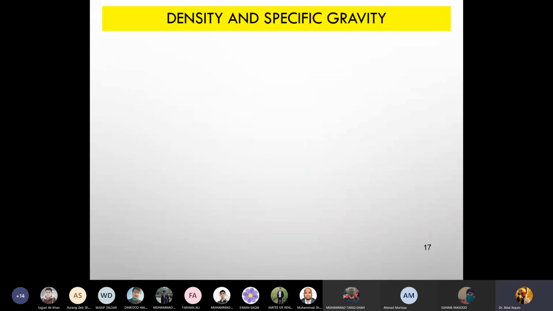Moving on, we have density and specific gravity. Density is what? Mass per unit volume. Is there any relationship between temperature and pressure and density of a material? For gases, if we increase the pressure, the density would increase. And if we decrease the temperature, the density would increase. Or if we increase the temperature, the density would decrease. Clear enough? But for incompressible materials like solids and liquids, temperature and pressure are not that sensitive towards density.